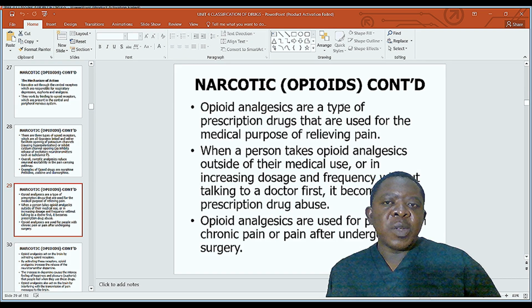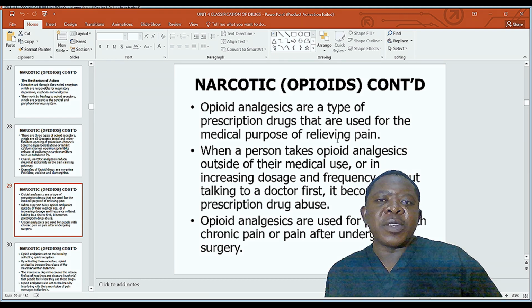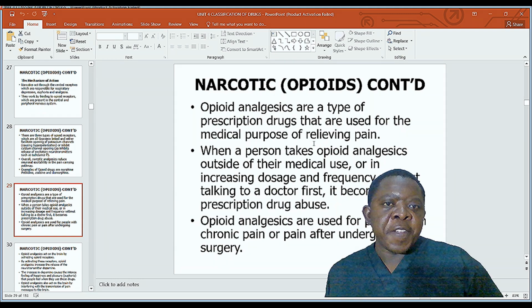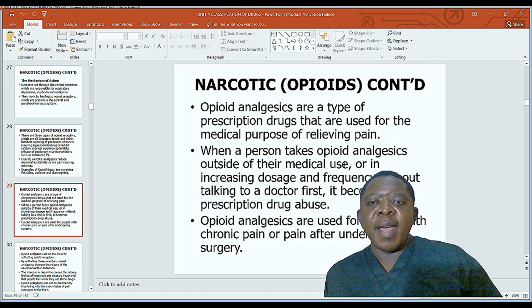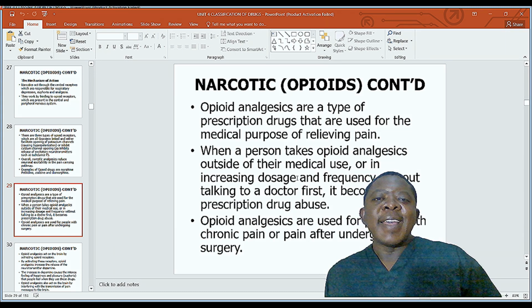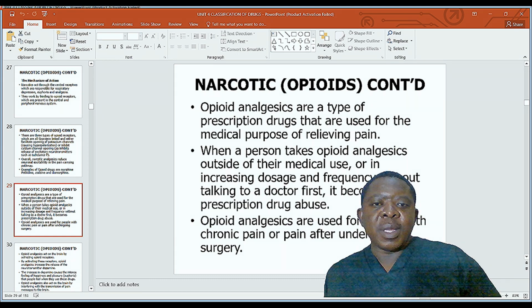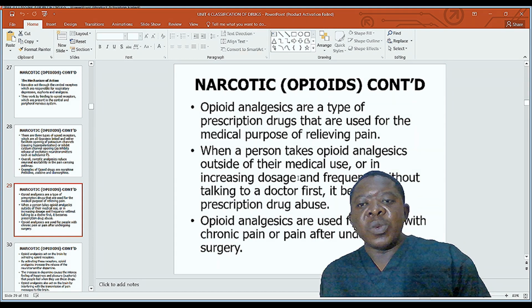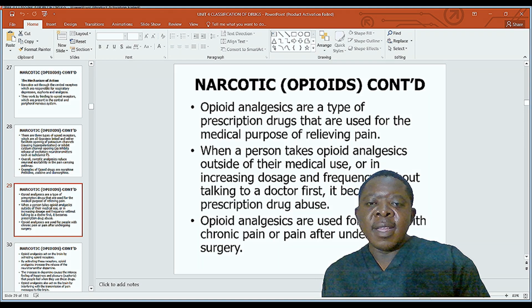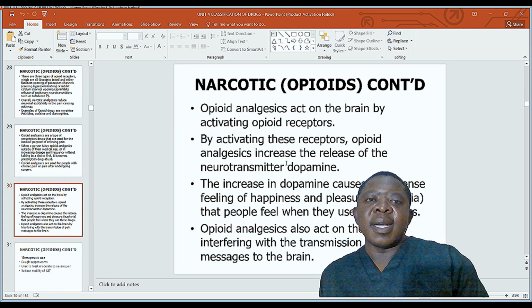Opioid analgesics are a type of prescription drugs that are used for the medical purpose of relieving pain. When a person takes opioid analgesics outside of their medical use, or in increasing dosage and frequency without talking to a doctor first, it becomes prescription drug abuse. Opioid analgesics are used for people with chronic pain or pain after undergoing surgery.